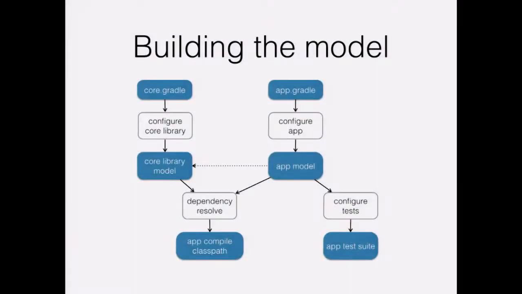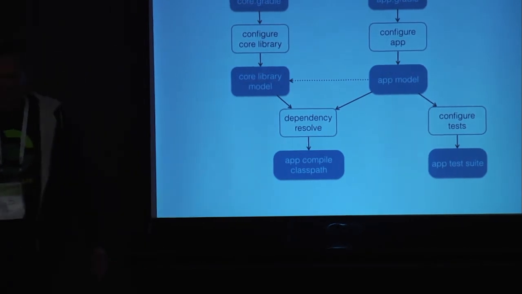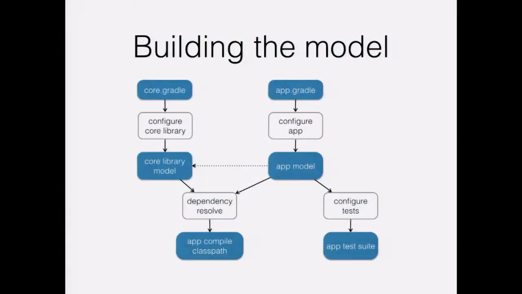So this is also parallelizable. We can be configuring the core library model while we're configuring the application model. So even though there's a dependency between the software, there isn't a dependency between the configuration of how to build that software. So we can be doing that work in parallel. We can be doing this work in parallel as well. We can be calculating the class path while we're figuring out what the test suite should be. And it's distributable. If we can take Gradle, app.gradle, move it over there to another machine, we can do the work over there and bring the result back.